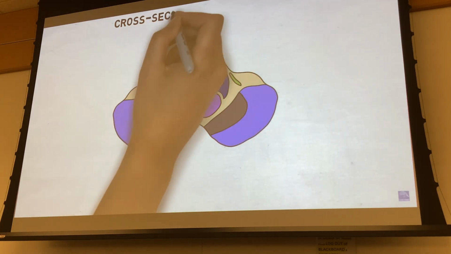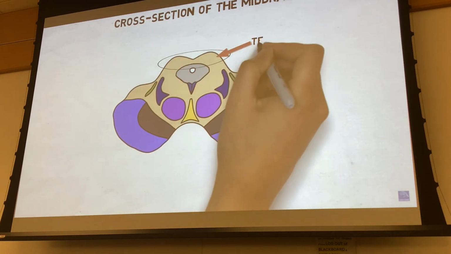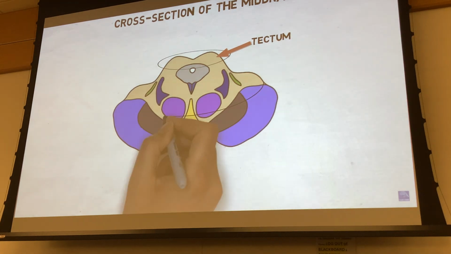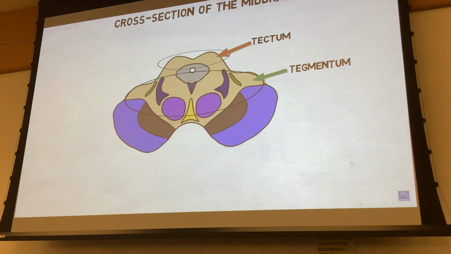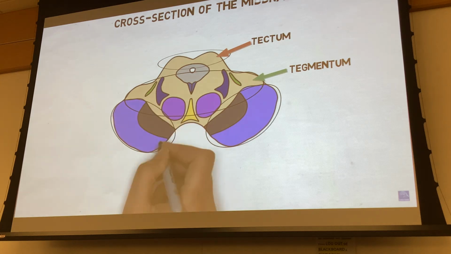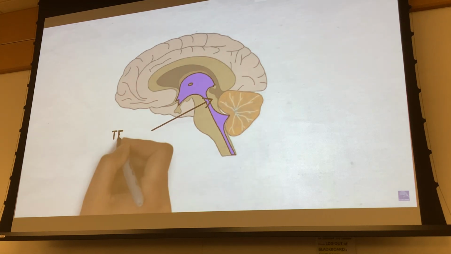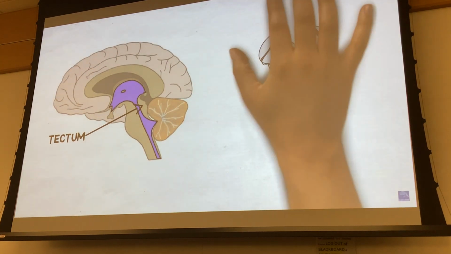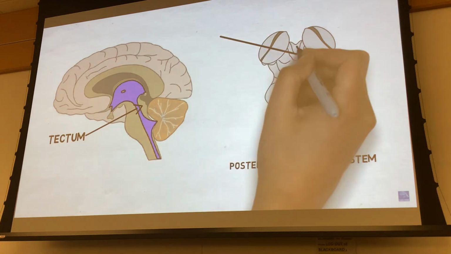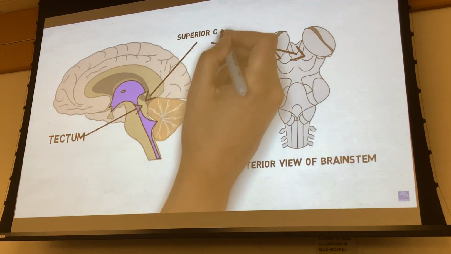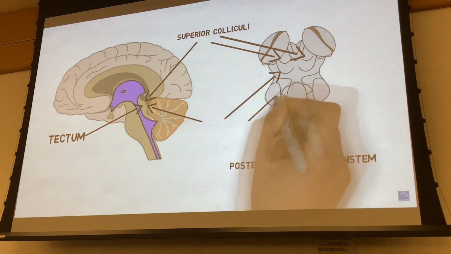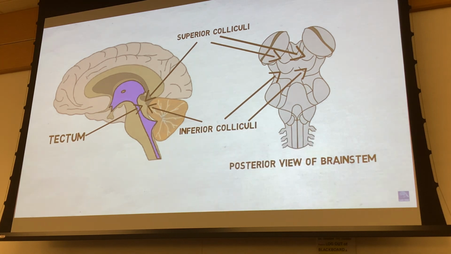The region of the midbrain behind the cerebral aqueduct is called the tectum. The area in front of the cerebral aqueduct is called the tegmentum. The anterolateral portion is made up of 2 structures called the basis pedunculi. The tectum primarily consists of the superior and inferior colliculi, clusters of neurons that together form 4 bumps on the posterior surface of the brainstem. The superior colliculi are thought to be involved with directing behavioral responses towards stimuli in the environment, while the inferior colliculi are known for their role in auditory processing.